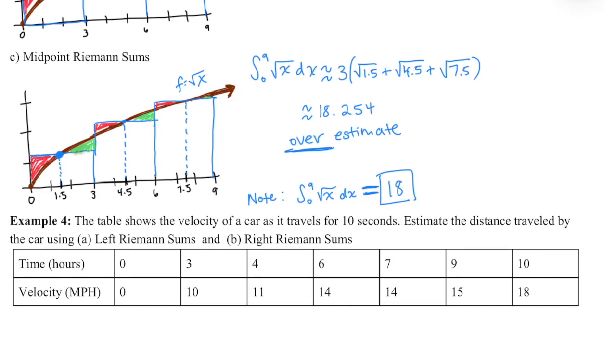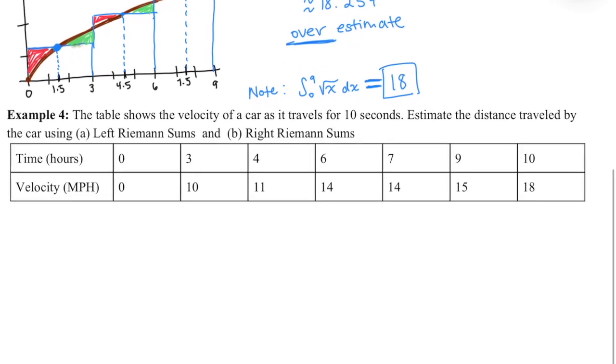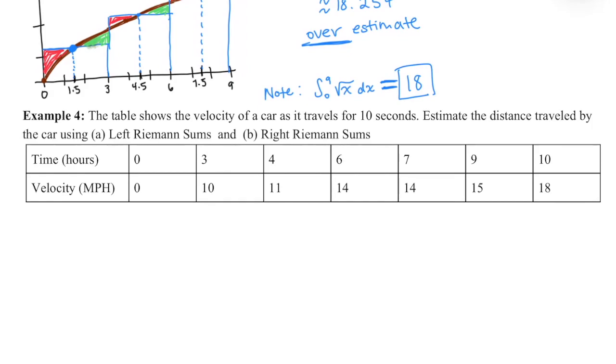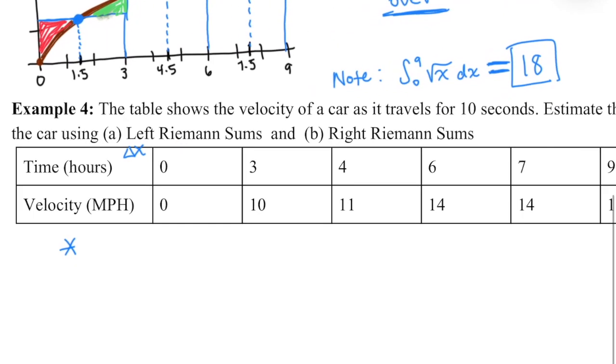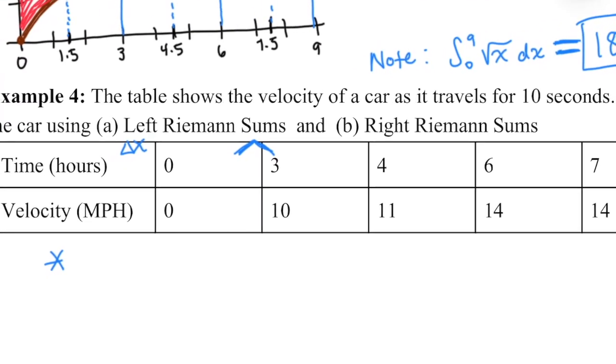Estimate the distance traveled by the car using left Riemann sums and right Riemann sums. Okay, so I've got to do both. I want to make a note right away that I can see the change in x between each of these. I like to make a little arrow and write how much it changed by. This is kind of like change in t, but t and x are both our independent variable.